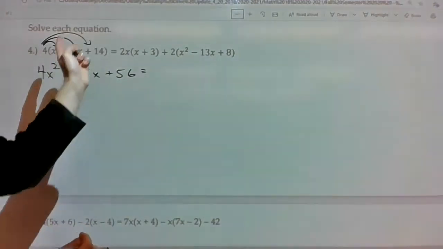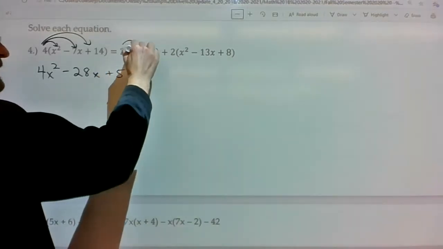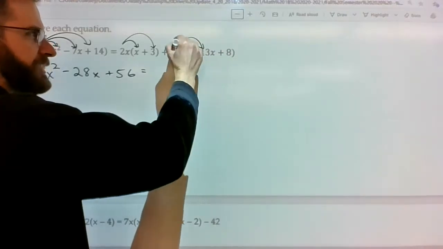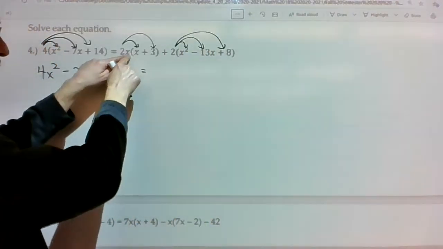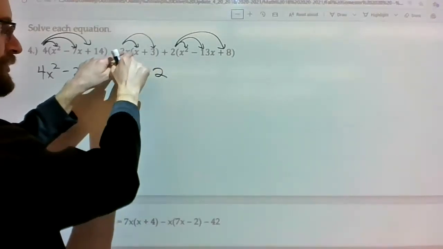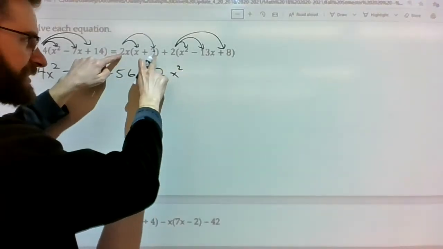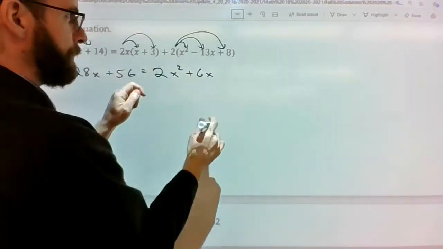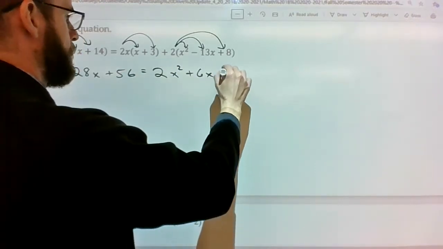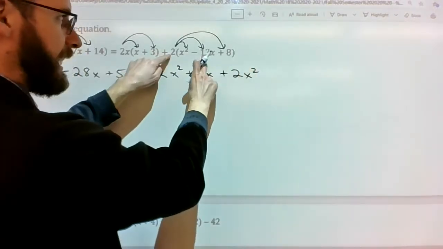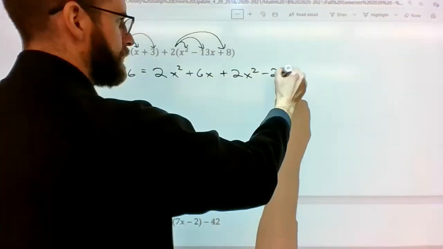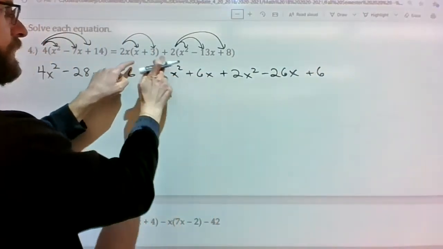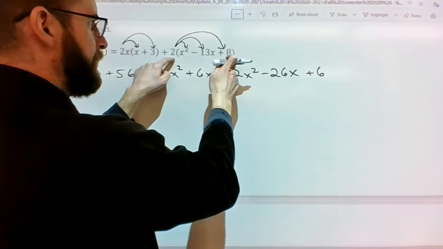All right. On the other side of the pond, you got 2x times x, 2x times 3. 2 times x squared, 2 times negative 13x, 2 times 8. If you compute that, you're going to get 2x squared plus 6x for my first group. For my second group, I'm going to get 2x squared minus 26x plus 16. So these two from here, these three from there.